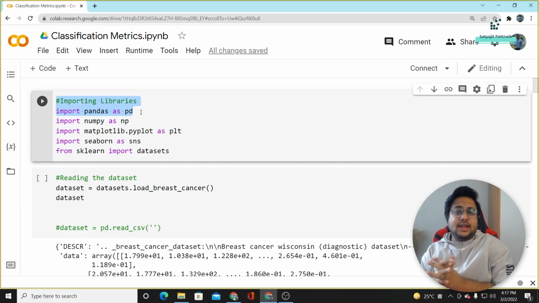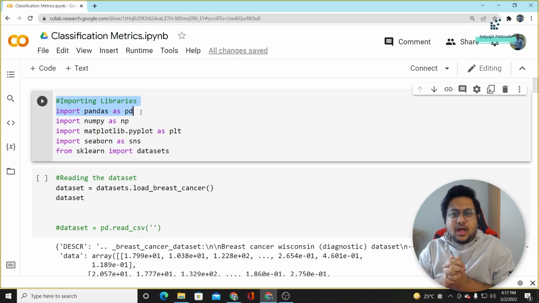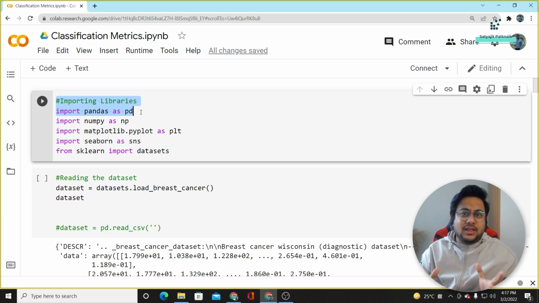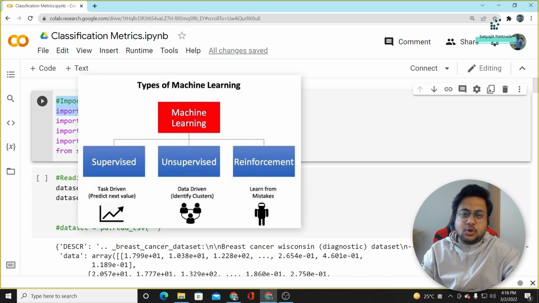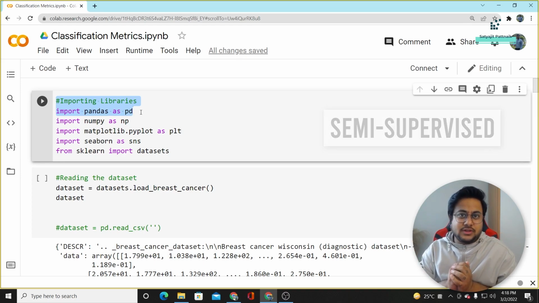Hi, before getting into the classification metrics part, let me give you a very brief idea about machine learning, the types of machine learning, and what are the different problems that we solve in machine learning. Well, I don't want to make it a boring lecture, so I'll quickly wrap up this introduction part. Machine learning is basically of three types. One is supervised learning, one is unsupervised, and one is reinforcement learning. We also have semi-supervised learning, which is a combination of supervised and unsupervised learning.